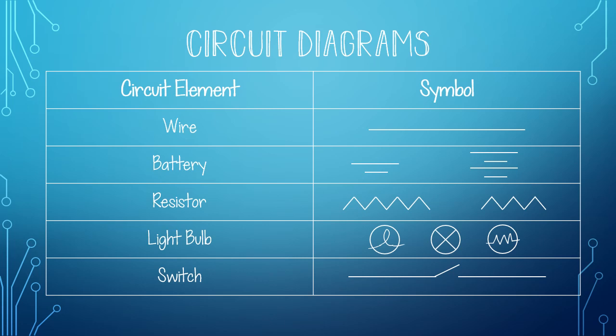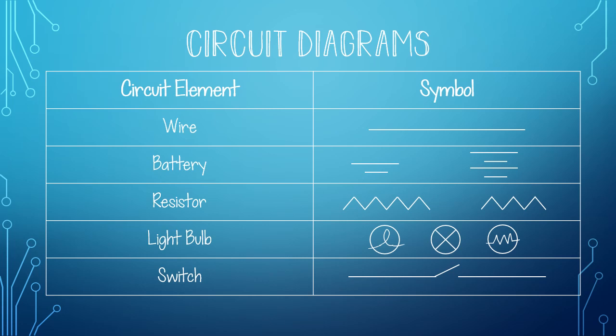For starters, for a wire, we just use a straight line. One thing that's really important about circuit diagrams is that all of our lines are straight in circuit diagrams. No curvy lines acceptable here. If we have two wires meeting, then typically they make a right angle.